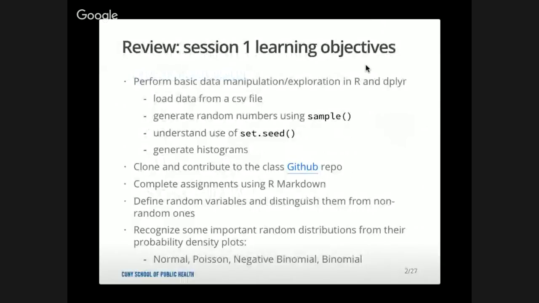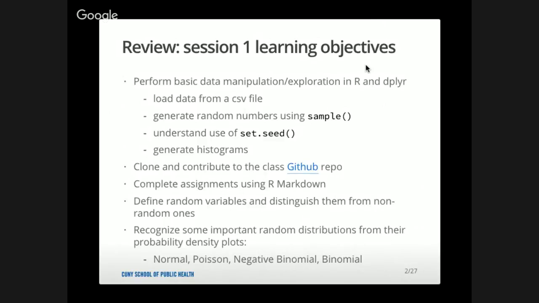So I wanted to start today just with a brief review of the things that I hope you feel you've learned from the first week of class before we get into the second week's worth of stuff. It's a lot of stuff that I've put on you in your first week here, starting with basic data manipulation and exploration using R and dplyr. We'll be doing plenty more of that, but you've gotten your start at least from loading data, generating random numbers, and generating some basic plots.